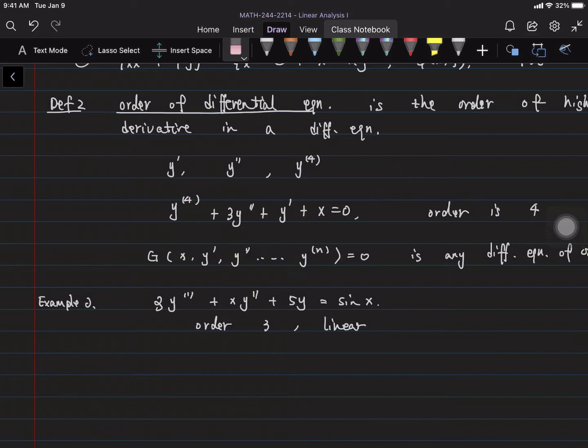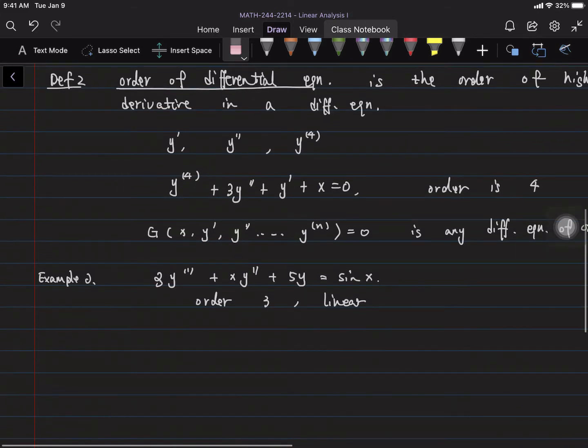Now let's take a look at definition 3. In this section, we have a lot of definitions because it's called terminology. Let's take a look at this one. A differential equation that can be written in this form is called a linear differential equation of order n. Let's see.